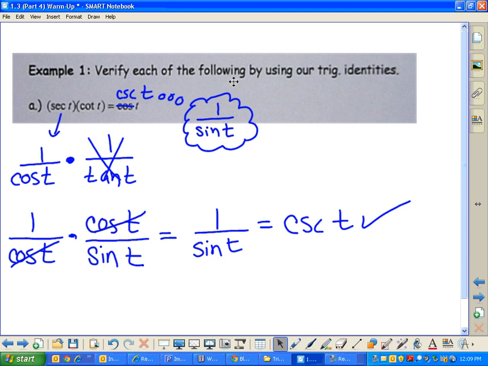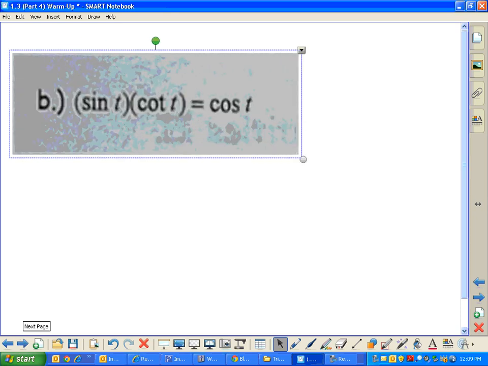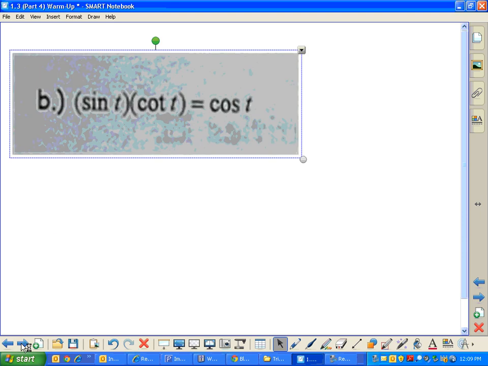All right, let's do it again. Part B. Because that was what was on the right side of the equal sign. It was a typo. Okay, but there's no more of those. Part B. So I have the sine of an angle times the cosine of an angle, or cotangent of an angle. Oh my goodness. And this is supposed to equal the cosine of an angle.